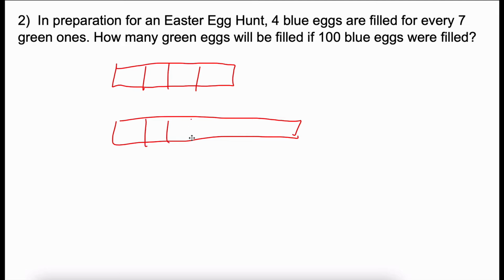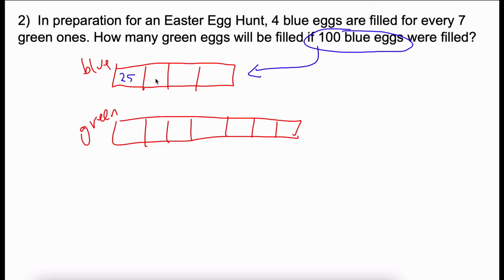4 to 7. My tape diagram isn't pretty, but here we've got a 4 to 7. This is blue to green. And in this problem, the important information is 100 blue eggs were filled. So the 100 is just for the blue part of the tape diagram. And since there's 4 pieces there that need to represent 100, I know that each piece is worth 25. So the green ones are each worth 25 as well.